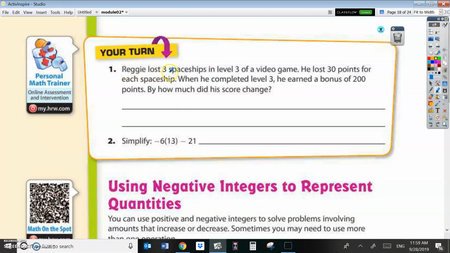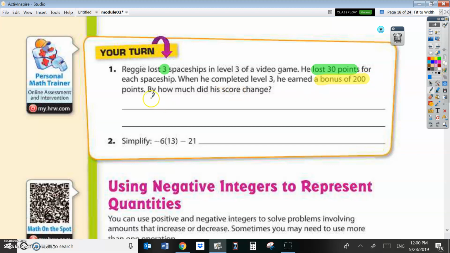Reggie lost 3 spaceships in a level 3 of a video game. He lost 30 bonus points for each spaceship. When he completed a level, he earned a bonus of 200 points. By how much did his score change? So we have multiplication right here. 3 groups of losing 30, and then here is addition subtraction, bonus of 200.